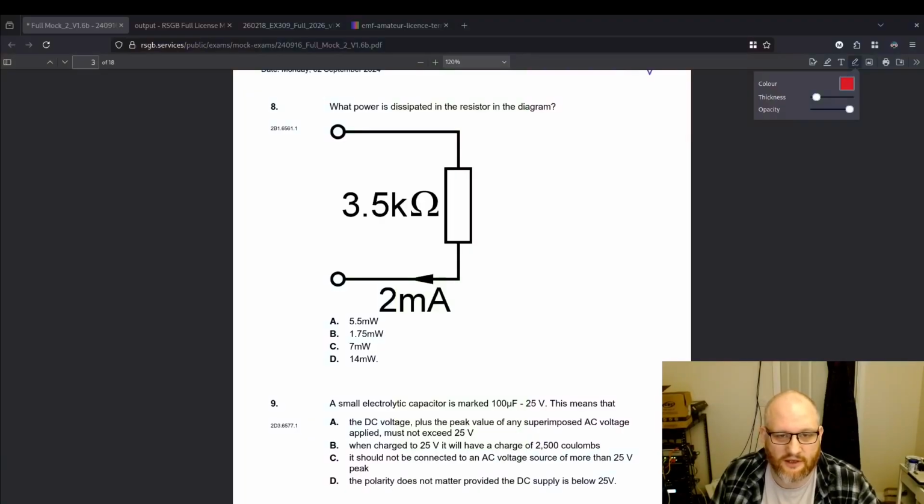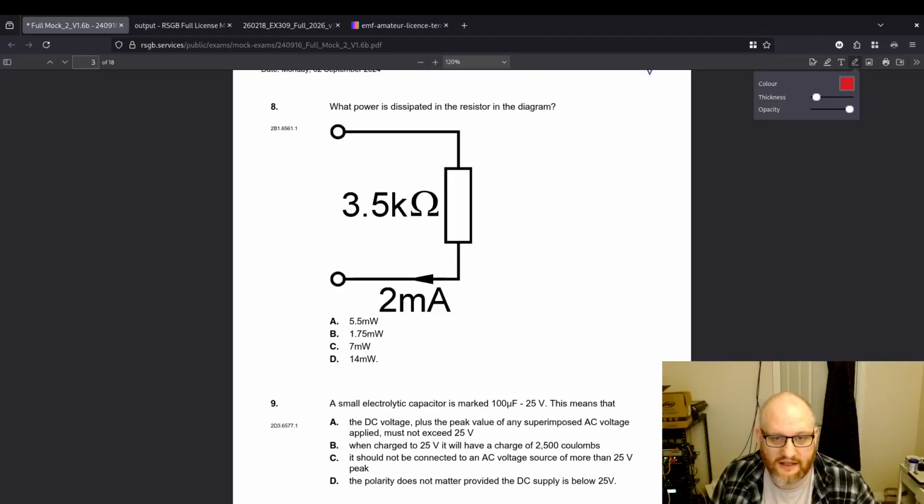Today we're looking at the full license mark examination number 2. We've reached question 8, which reads, what power is dissipated in the resistor in the diagram? We're shown a circuit with a 3.5 kilo ohm resistor, and we're told with this arrow that there is a current of 2 milliamps flowing in this circuit.